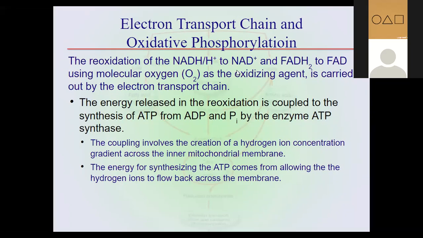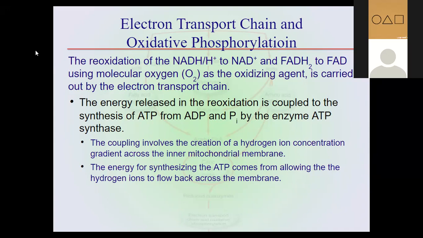So you use molecular oxygen as the oxidizing agent. So it is the final acceptor of the electrons in the electron transport chain. So the energy release in the reoxidation is coupled to the synthesis of ATP from ADP and phosphate by the enzyme ATP synthase. Okay, so again, key things here, yung hydrogen ion concentration gradient.